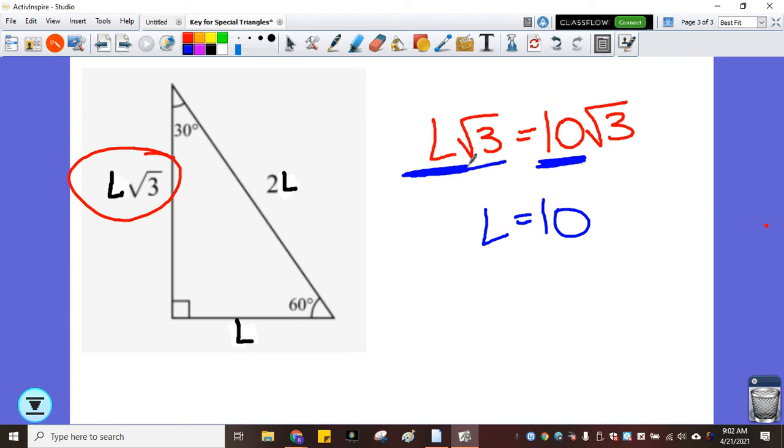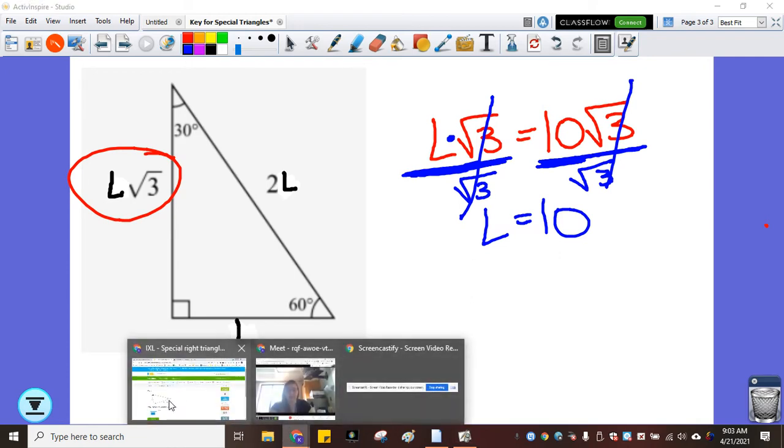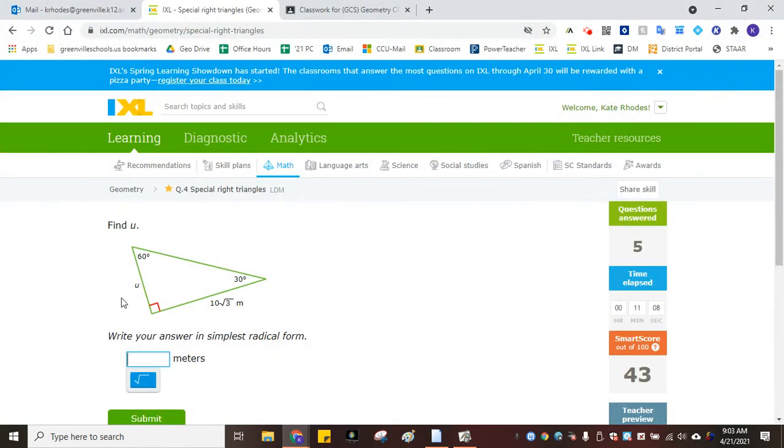The math way, the long way, this is just the logic. Like, oh, it has to be a 10 to be 10 square root of 3. But if you were to do it mathematically and use an equation, you'll divide by the square root of 3 because this is being multiplied. Square root of 3 over square root of 3 cancel out. So I will get 10 times 1, which is 10. So L is 10. And we are asked to find the short side, which was L. So L is 10.